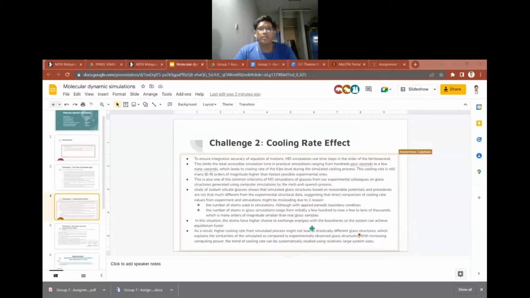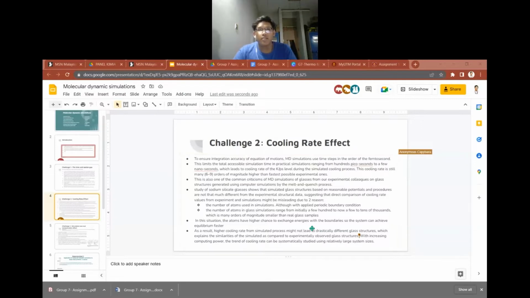My name is Muhammad Azizi Chua and I will be presenting the molecular dynamics simulation challenge, which is the cooling rate effect. To ensure the integration accuracy of the equations of motion, molecular dynamics simulation uses time steps in the order of femtoseconds. This limits the total accessible simulation time in practical simulations, ranging from hundreds of picoseconds to a few nanoseconds, which leads to a cooling rate of K/ps level during the simulated cooling process.